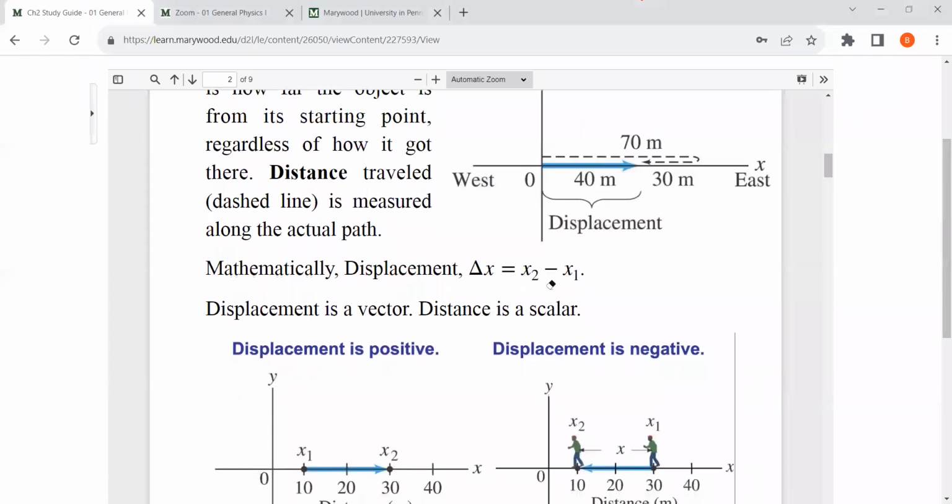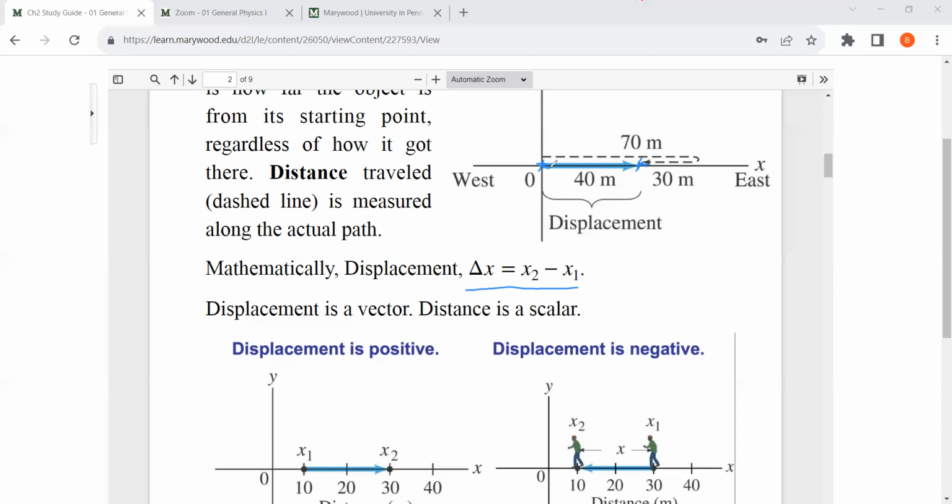Here you see that mathematically this is the equation: delta x equal to x2 minus x1. Okay, so when we talk about displacement, it depends on the direction, right? So you see that the person goes here in this direction 70 meter, and then changes the direction. So when you calculate displacement, we need to know the direction in which he is going.